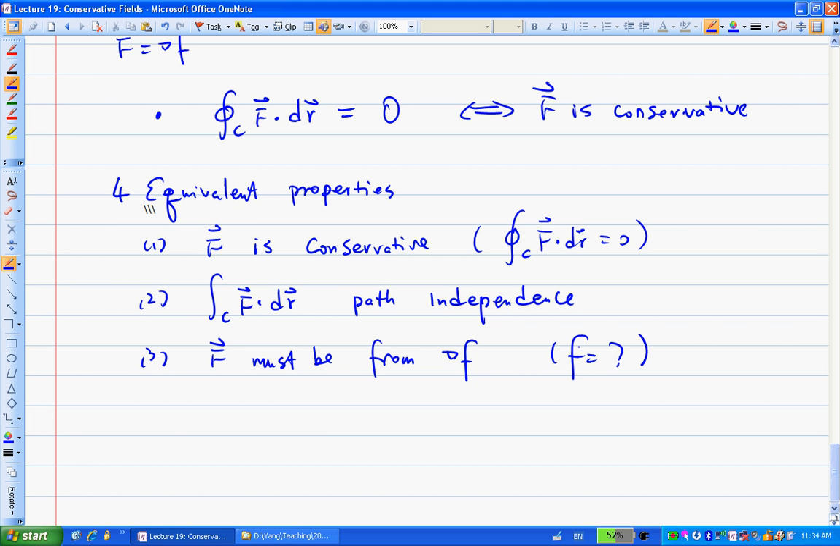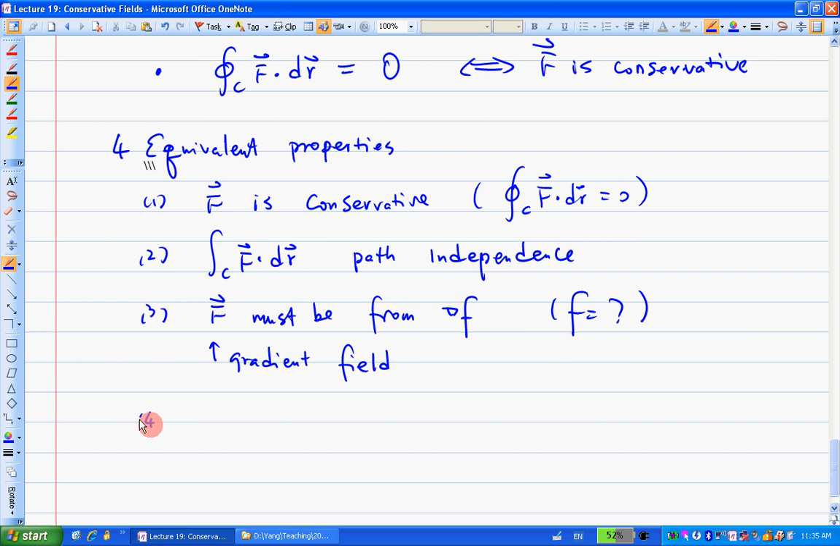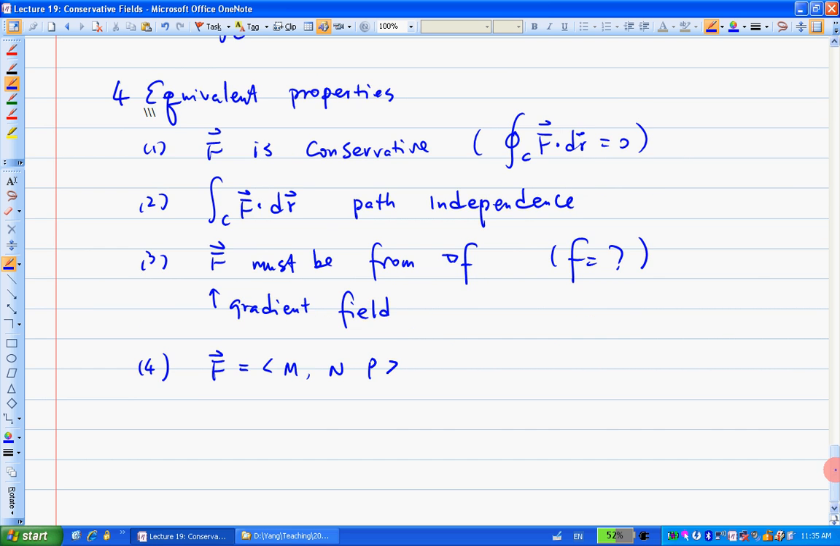So in such a case, we call this F a gradient field. And the last one is a property based on this one here. So let's see, if F is a vector field M, N, P, and this small f here is a certain kind of scalar.